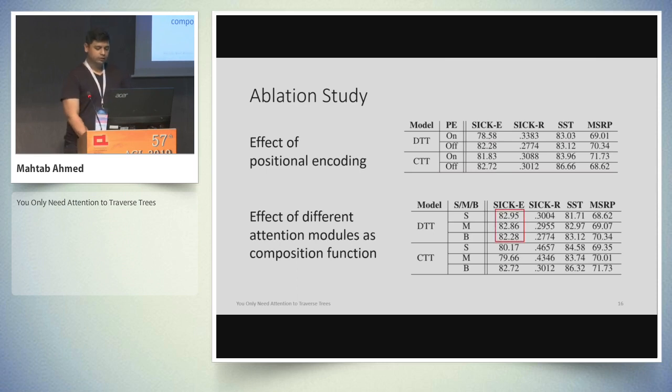So you can see the result for the first task, the single head attention actually wins, but for the other tasks, multi-branch attention works comparatively better than all the other attention blocks as the composition function. So we can say that multi-branch attention is a good choice for the composition function for the trees.